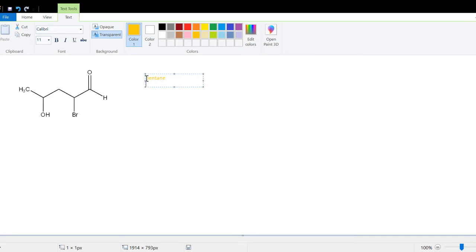At carbon 1, we have an aldehyde, and let me write this down. Okay, so those are basically the different components that we have.